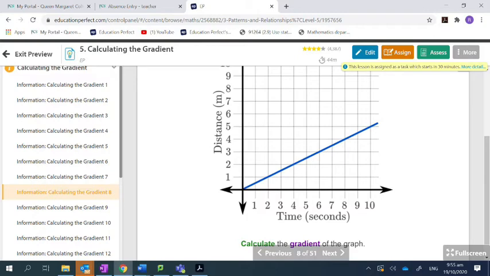So let's calculate the gradient of this. Pick any points that you can read nicely and count rise over run. Come on, guys. Then we'll call on somebody to help us out.